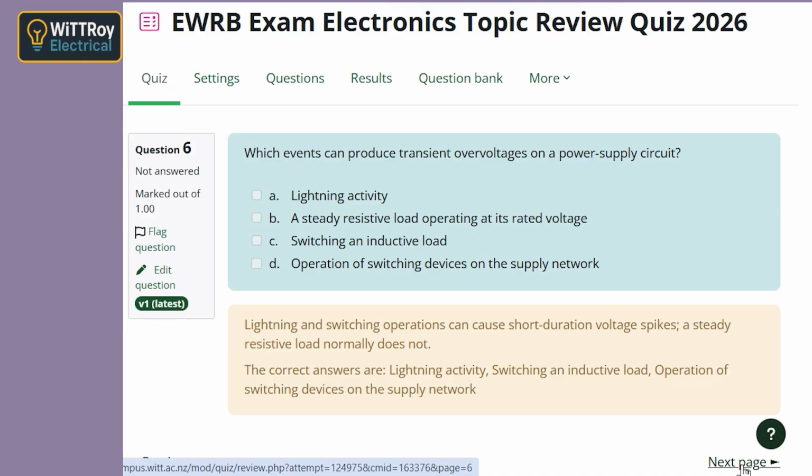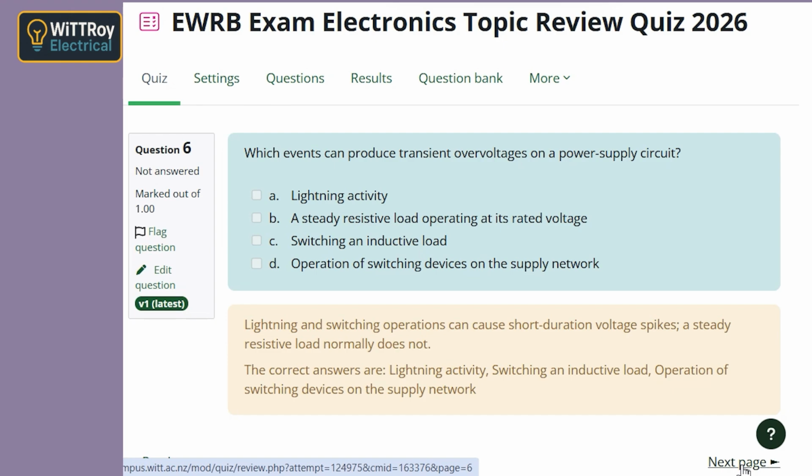A steady resistive load is not normally a transient source. Lightning can inject a sharp surge. Opening an inductive circuit can produce a voltage spike as its magnetic field collapses. Supply network switching can also cause short duration overvoltage. The key word is transient, a brief, rapid change.